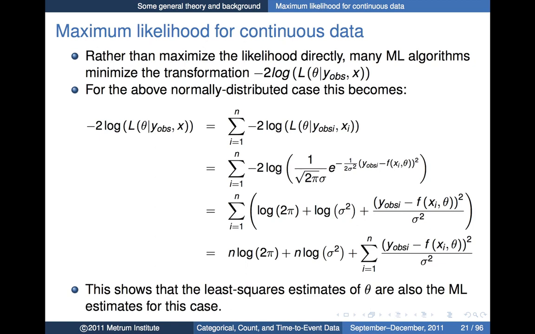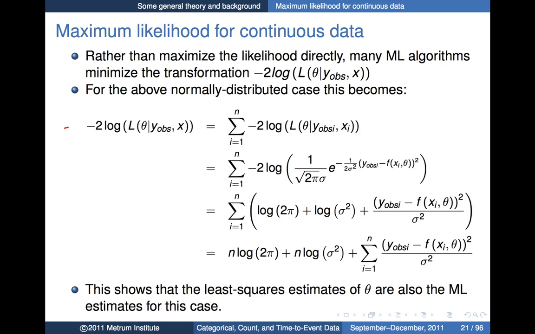This also comments that rather than maximize the likelihood directly, many maximum likelihood algorithms instead minimize the transformation of minus 2 times the log of the likelihood. This writes that out for the case we just talked about. By taking the log, the products become sums. Breaking out some of the terms, notice that you have a weighted sum of squares showing up in the right-hand term, which shows you something about the relationship between maximum likelihood and least squares estimation, and that in some contexts they give you equivalent estimates.